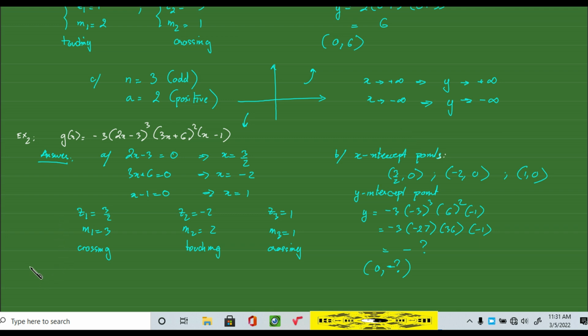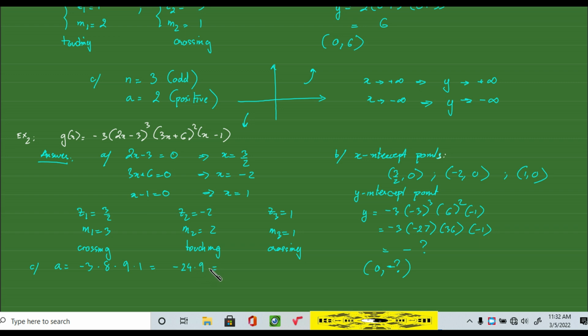Now, this is where the difference is between the second example and the first example. If we say that the a value, the leading coefficient over here, is -3, that would be wrong. You have to be careful because it's raised to the third over here, and raised to the second over here. The leading coefficients inside are 2, 3, and 1. When you raise it to the third, it gives you 8. When you raise it to the second, it gives you 9. And 1 is just 1. So the leading coefficient is not -3 at all, but -3 times each of the leading coefficients inside the parentheses.